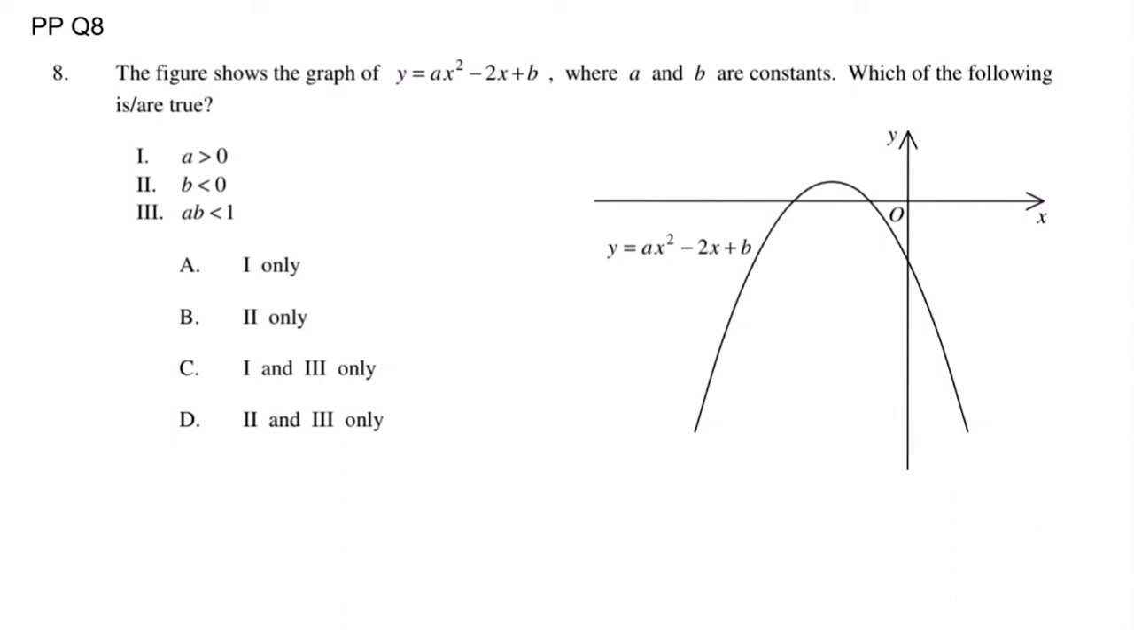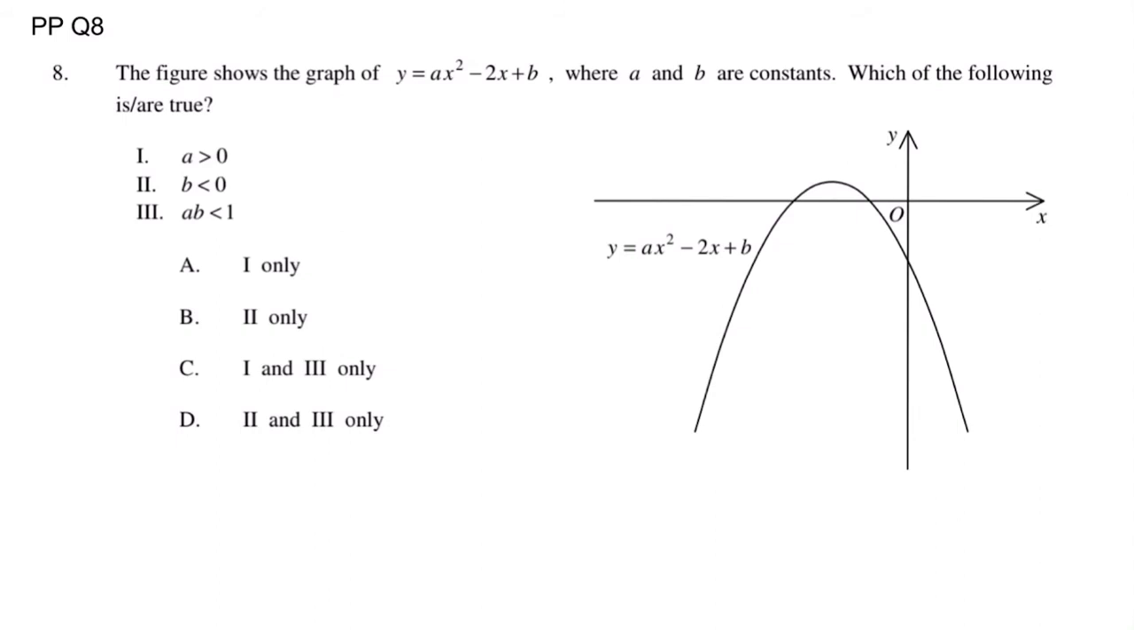In this video, we are doing practice paper MC question 8. Here you get a graph and an equation, y equals ax squared minus 2x plus b. Then you have to determine if a and b are positive or negative, and what is a times b, and so on.